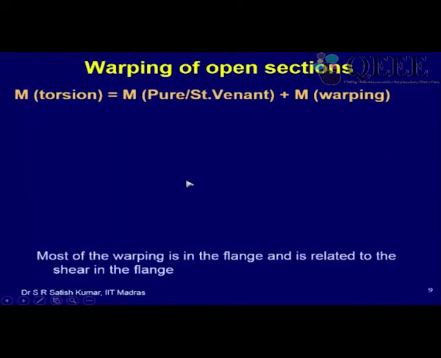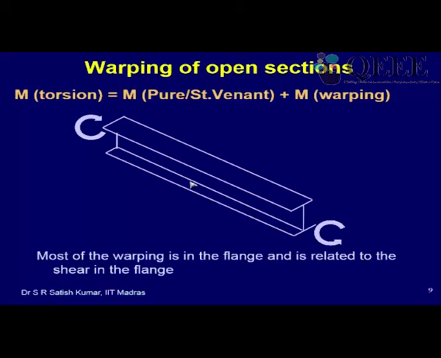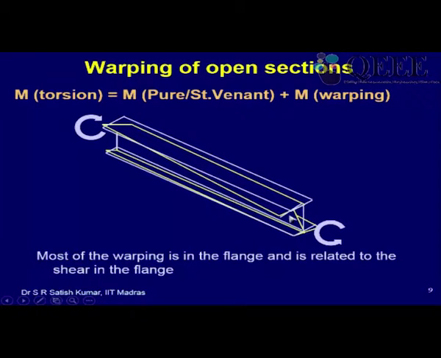Okay, now let's go and see what happens when you twist open sections which are not really circular. Okay, so let's see like this. So I take, let's say, an I section and I try to twist it. So what will happen is it will twist, but apart from twisting, this condition of plane sections remaining plane will be violated.